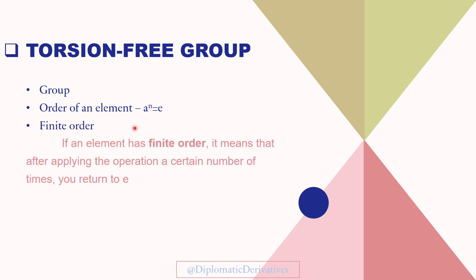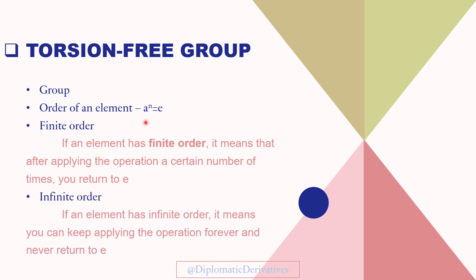Now the new concept here is finite order. If an element has finite order, it means that after applying the operation a certain number of times, you return to e. So there is a certain number of times the operation has to be performed on an element. Suppose a plus a plus a is equal to e, so you did the operation 3 times. Therefore the order of a will be 3. That's a finite order. Now, what is an infinite order? If an element has infinite order, it means you can keep applying the operation forever and never return to e. You keep doing the operation and you never reach e. Therefore the order is infinite.